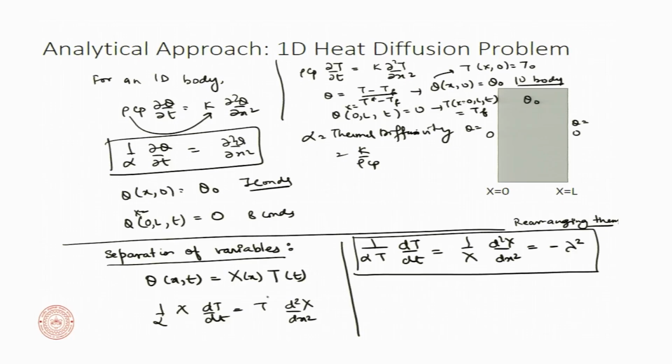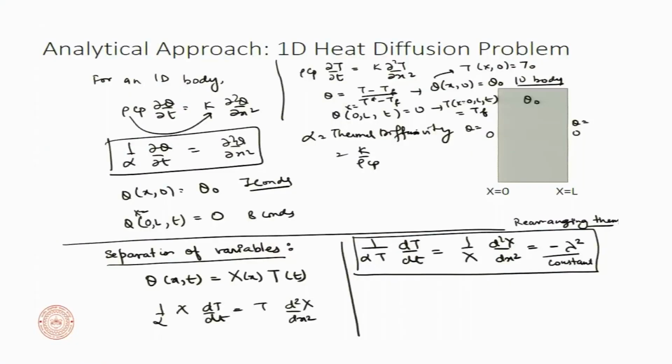what we did, we took the T to the left hand side where all the T terms are, and the X to the right hand side where all the X terms are. We had 1 by alpha T dT by dt is equals to 1 by X d square X by dx square. This we are taking equals to a constant, and this constant we are taking as minus lambda square. Okay. There is a reason for taking it lambda square, and there is also a reason for taking it negative. Alright, so we will explain that.